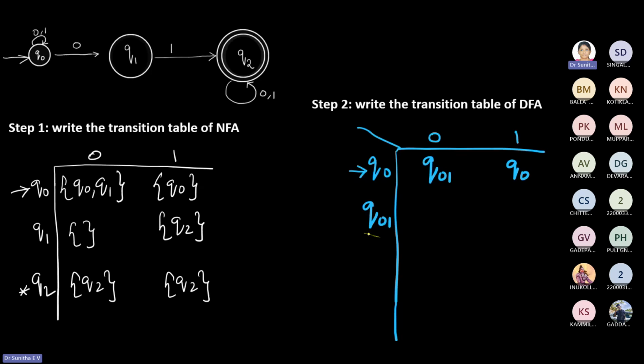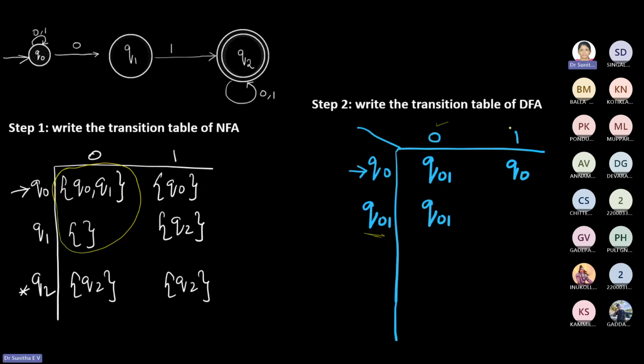Okay, this is our state Q01. For this, to find out the transitions on 0, we have to find the transitions of Q0 and Q1 on 0. So you have to take these two, and these two will be the transitions for Q0 and Q1 on 0. There are two sets: one set is Q0, Q1 and the other one is the null set. So you take the union, and we'll get Q0, Q1 again. Two states, Q0 and Q1, we combine into a single state and write it as Q01.